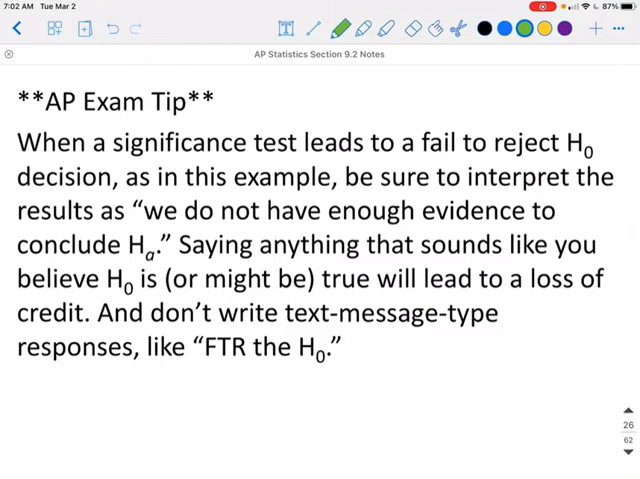When you take your AP exam, when a significance test leads to a fail to reject the null hypothesis decision, as in that past example, be sure to interpret the result as we do not have enough evidence to conclude the alternative hypothesis. Saying anything that sounds like you believe the null hypothesis is actually true will lead to you losing credit. So make sure you never say that the null hypothesis is true or you believe the null hypothesis is true. Always just say that you failed to reject the null hypothesis.